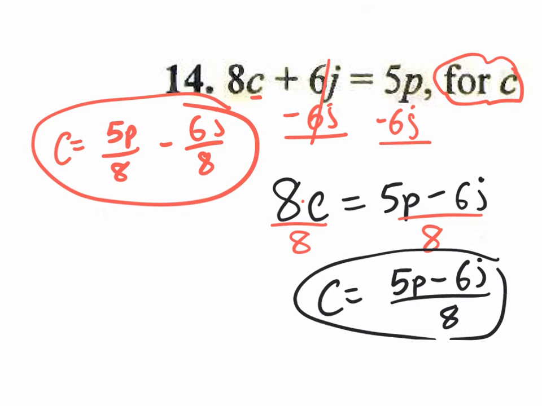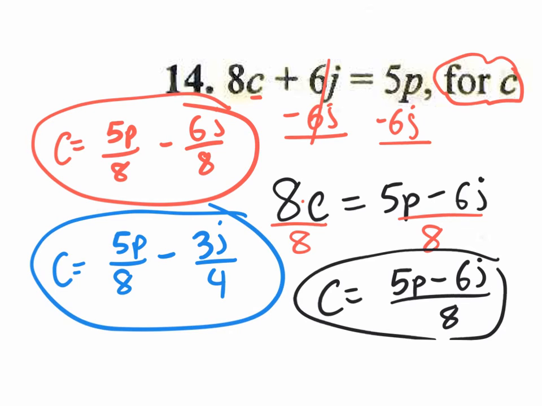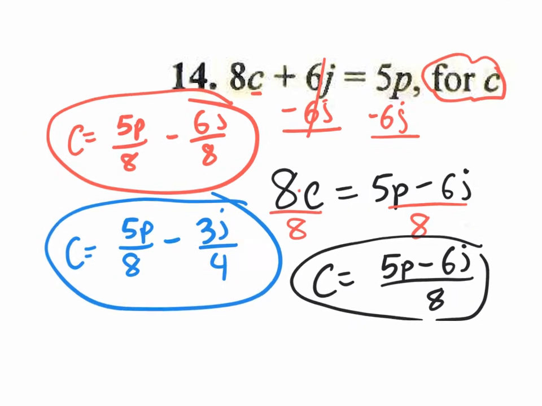And then, here's another tricky thing. You might not even see this because the 6 and 8 are both even numbers. You could actually reduce that. So they might even write it like this. C equals 5P over 8, which you can't reduce, but the 6J over 8 you could reduce by 2, 3J over 4. So that's another acceptable answer. I'm writing all the possible ones because the midterm is multiple choice and we don't know which exact answer they're going to give us.